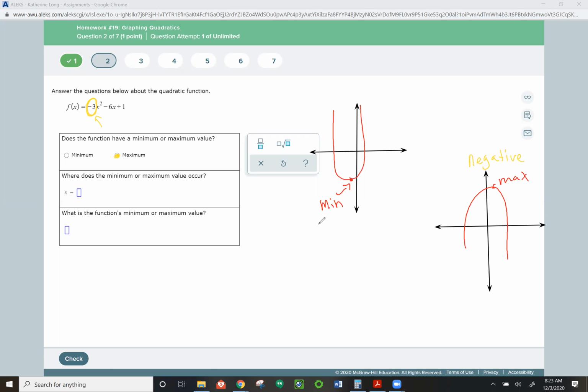So what would a minimum value look like if your A was positive?